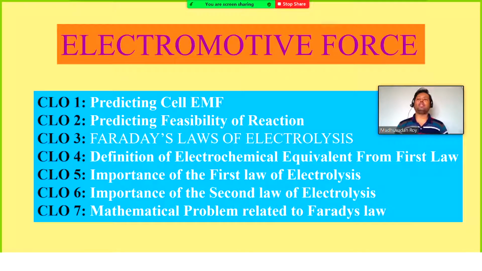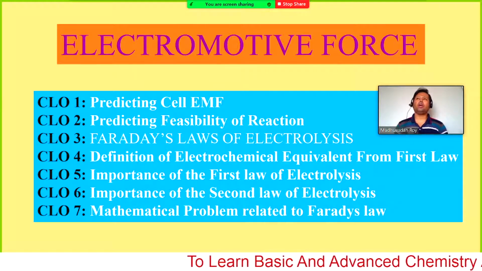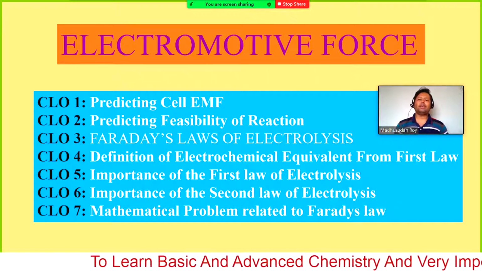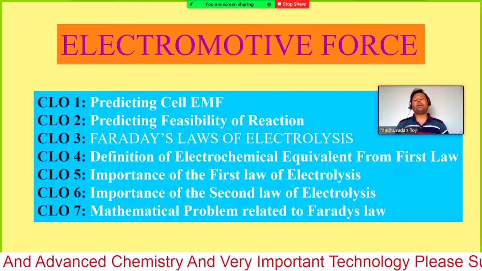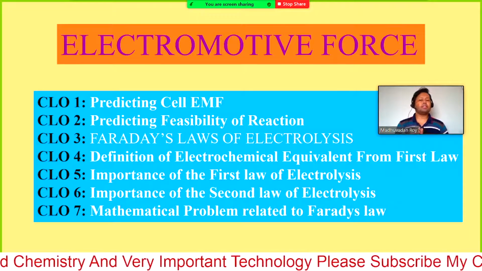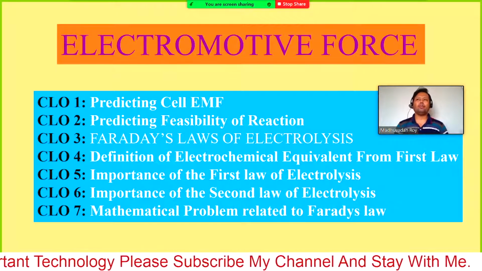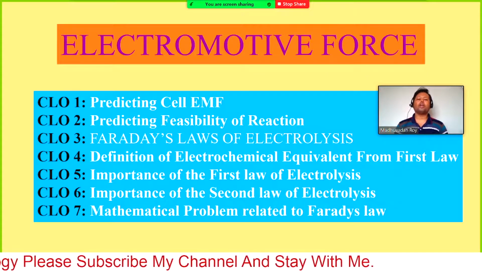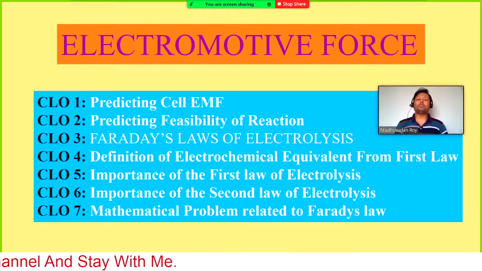That means after passing how much electricity, how much of the electrode will be damaged, or how much material will be deposited onto the electrode. Then we will learn about a parameter, the electrochemical equivalent. That is the parameter of an element or a compound. We will try to understand what the electrochemical equivalent is from the first law of electrolysis.